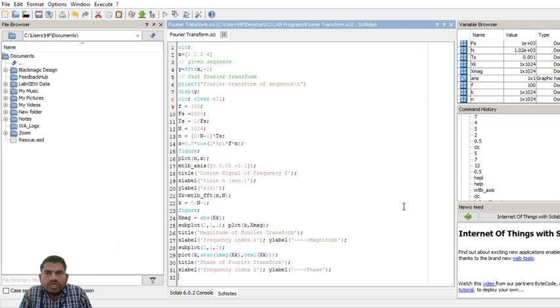Now in this Fourier transform, finally, how are we finding the frequency response of the signal? How are we finding the frequency response of the signal in this experiment? Now I'm finding the given signal's frequency response.